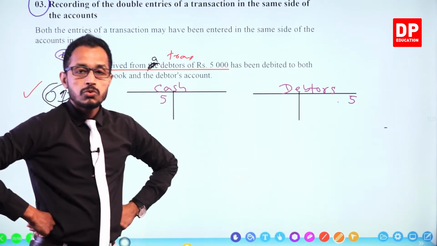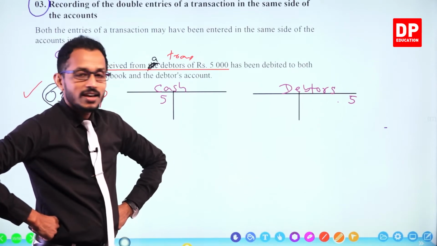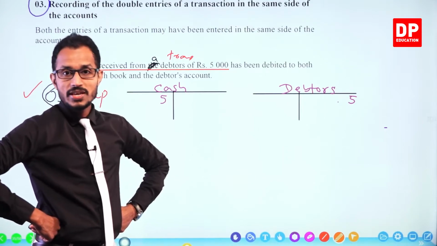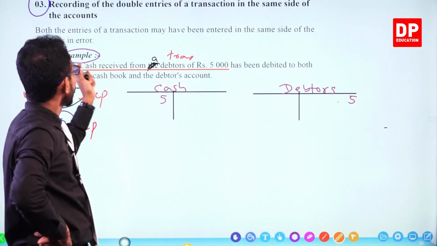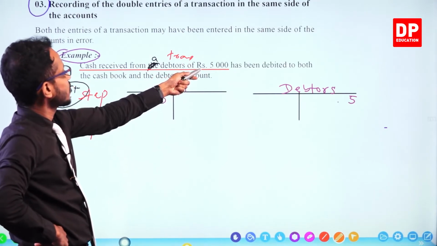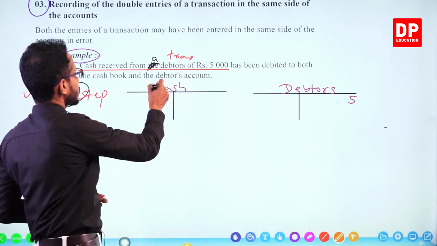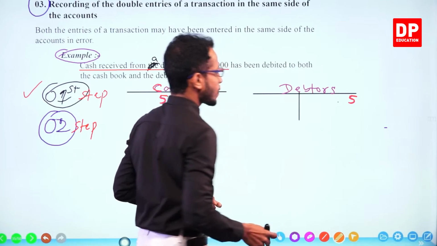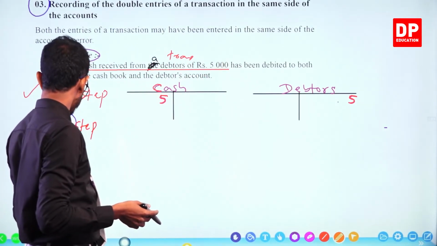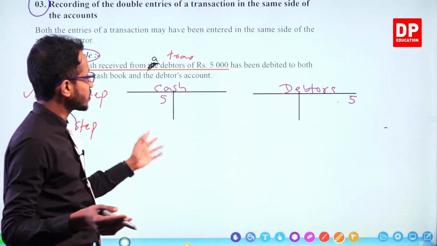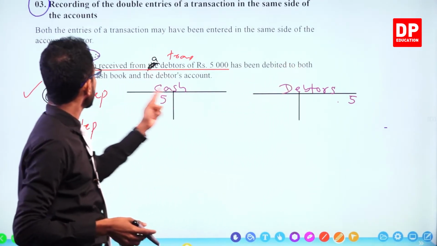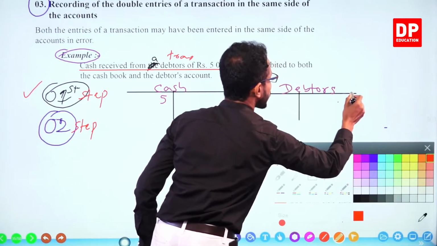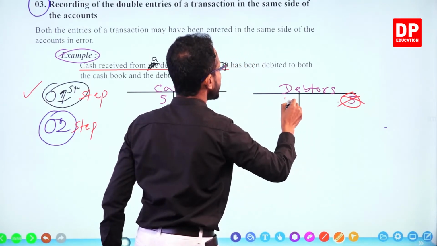Oh, all right. This is a really serious one. Okay, let's see. Cash received from a debtor 5,000. So we know that cash should be debit, debtors account should be credit 5,000. But where has the error occurred? It has been debited to both cash book and debtors account. Wow. Now instead of crediting, they have debited the debtors account too.